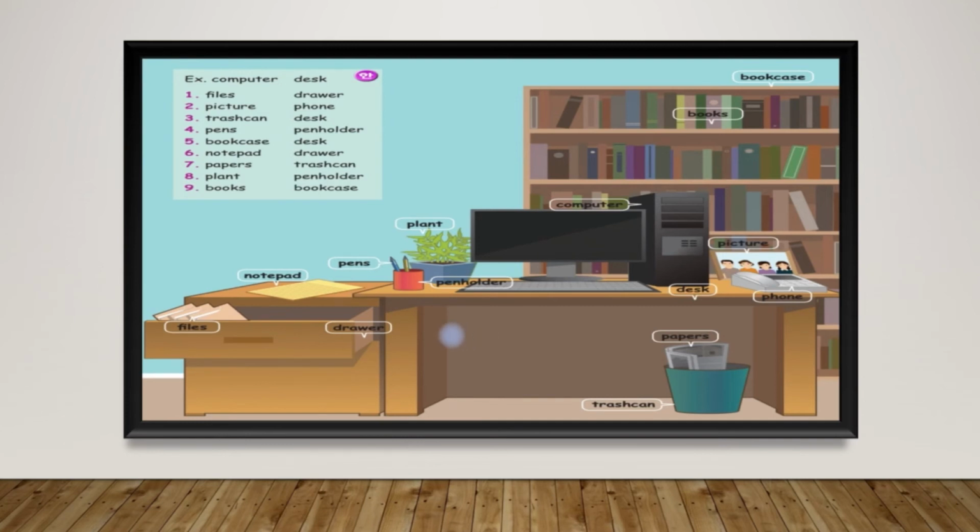Where is the plant? Plant is on the desk, or behind the pen holder. Behind the pen holder, yes. Next to the computer. Next to the computer too. And the last one, where are the books?